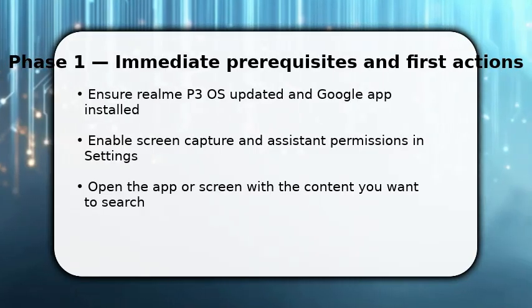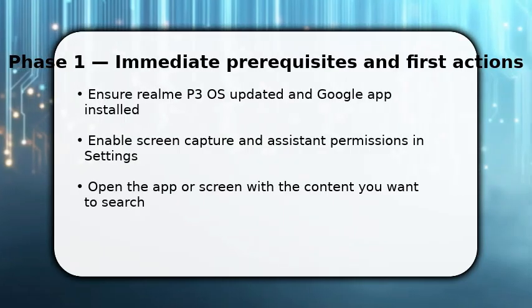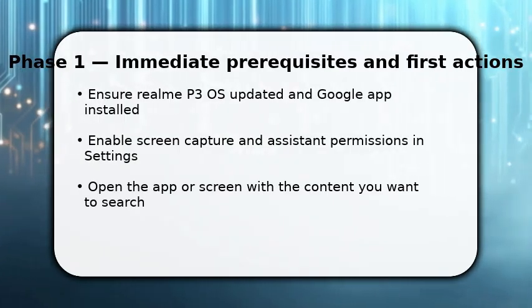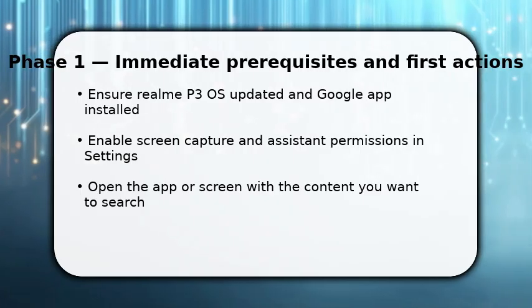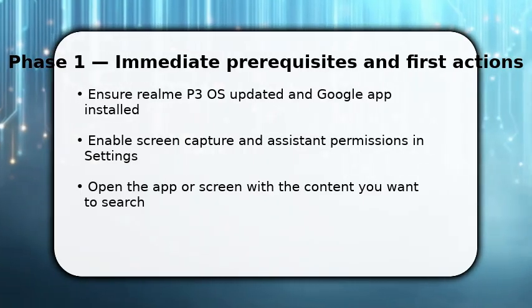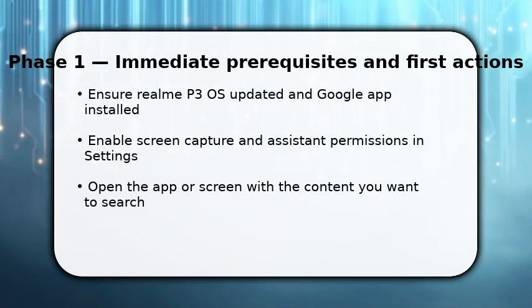You begin by preparing the phone. Make sure your Realme P3 is updated and the Google app has microphone and screen permissions. Once done, open the screen you'll search, an image, text, or app.